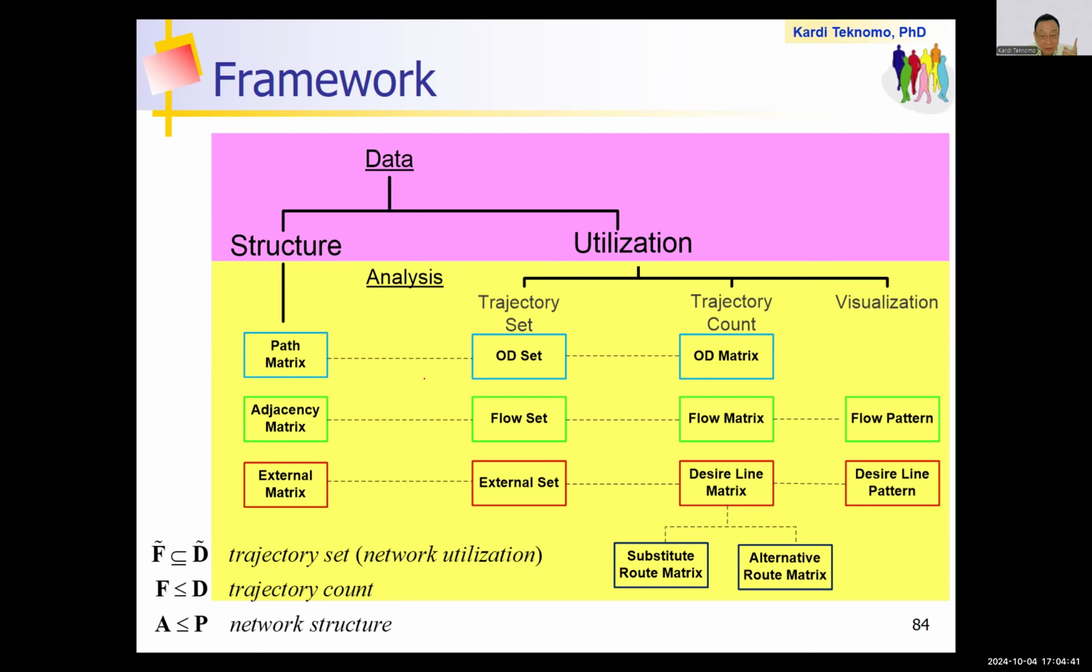Interestingly, in parallel in the network structure, you can see there is connectivity between the OD set and the path matrix. You can also see the connectivity between the flow set and the adjacency matrix, and later also the external set and the external matrix.